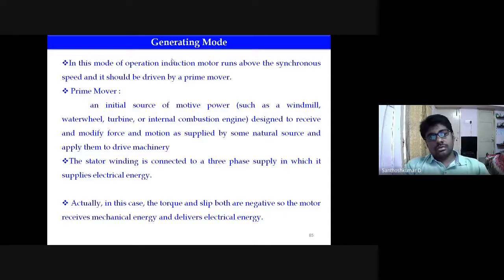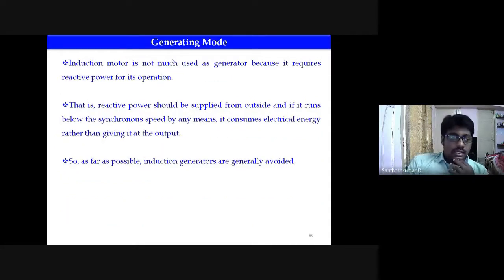Still, the induction motor is not much used as a generator. Do you know why? Because it requires reactive power for its operation. That means reactive power has to be given from an external supply, based upon a windmill or something like that. So the reactive power must be supplied from outside.